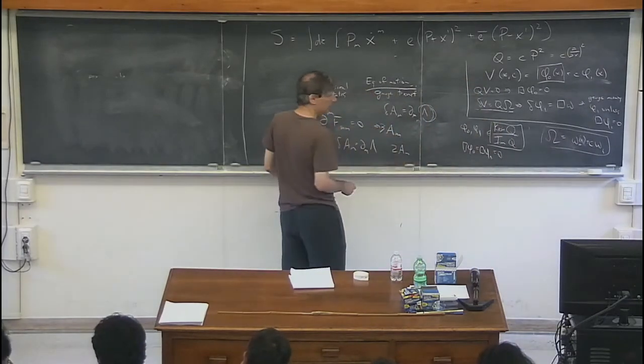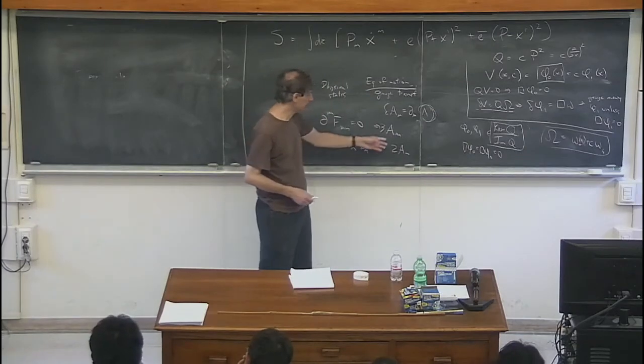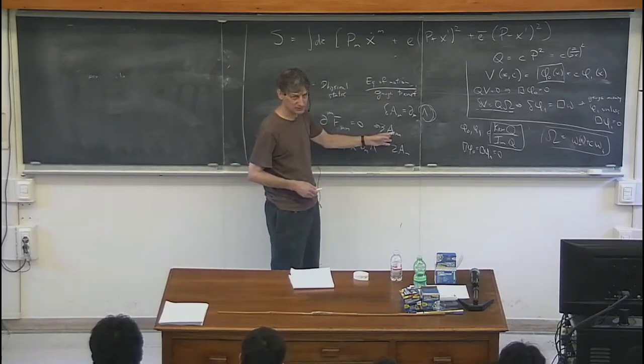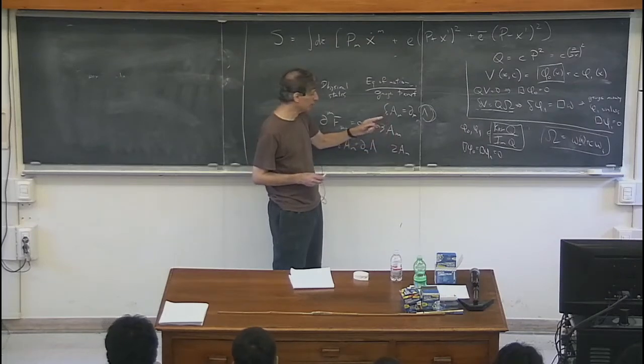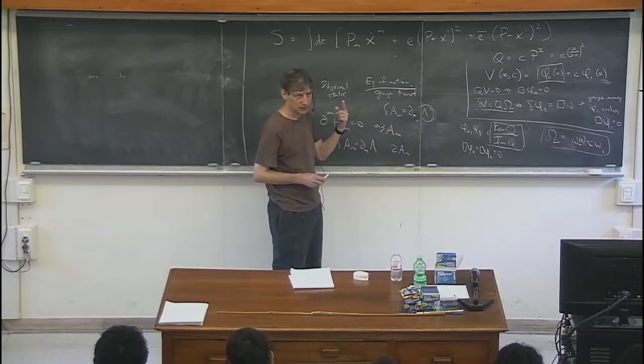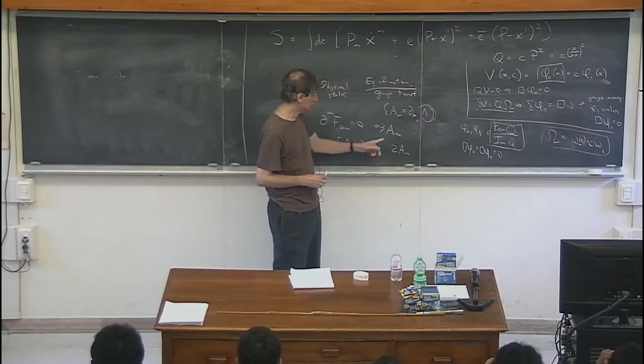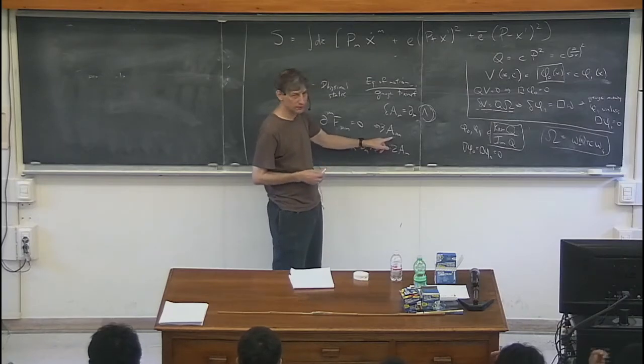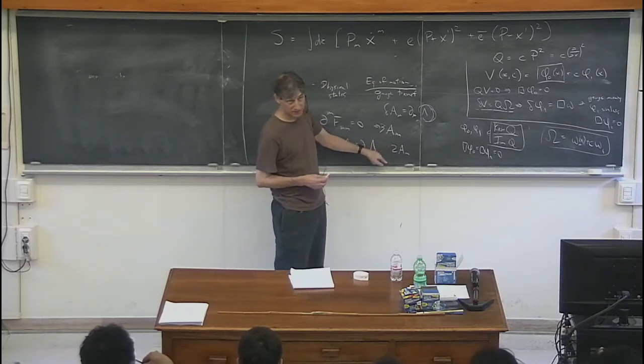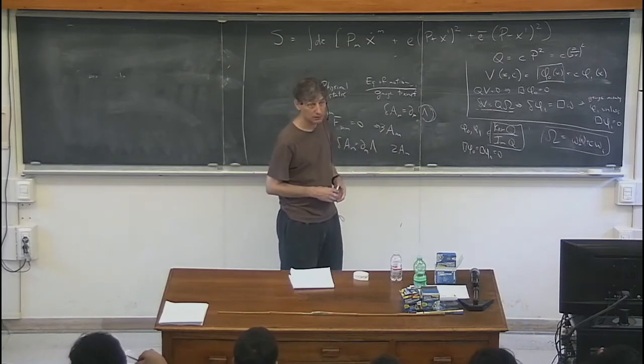If you have electromagnetism, the gauge field has 4 components. If you impose the equations of motion, it turns out that one of those 4 components drops out. So the equation of motion kills one of those components, and the gauge symmetry kills another one.